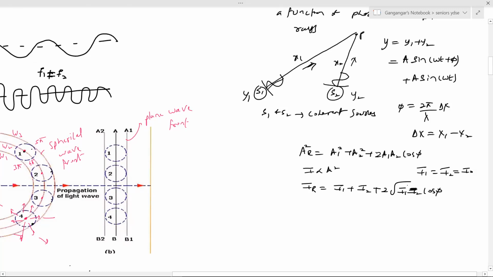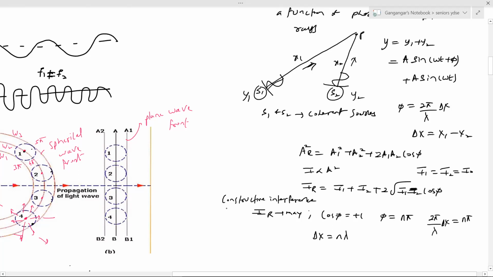Like this, we'll discuss the idea of interference. So for intensity to be maximum, for IR to be maximum, cos phi should be equal to plus 1. Then phi should be equal to n pi. And we know phi equals 2 pi by lambda times delta x. So delta x equals n lambda. This is the condition for constructive interference.